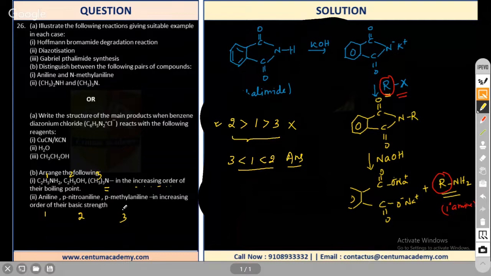The third one is maximum. The third one is methylaniline. Why is the third one maximum? Okay, let me write down the answer. Methylaniline and nitroaniline. So this one is minimum. So minimum is 2. Then we have 1, and then we have 3. This is the increasing order. So all of you have got this answer. Why is the third maximum here? What is the logic? What is the reason?